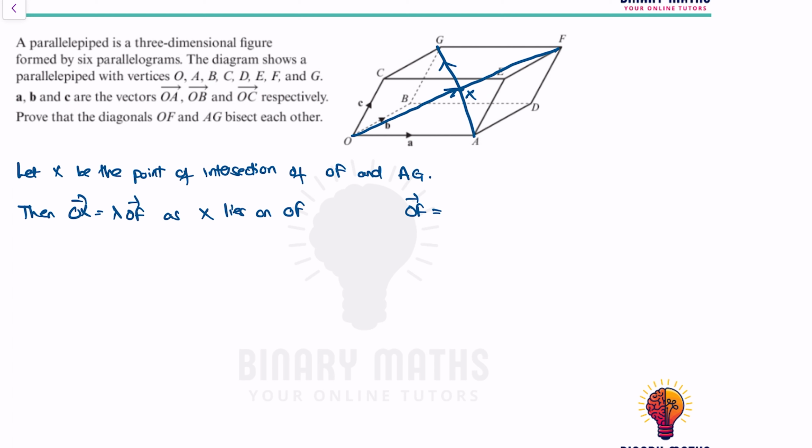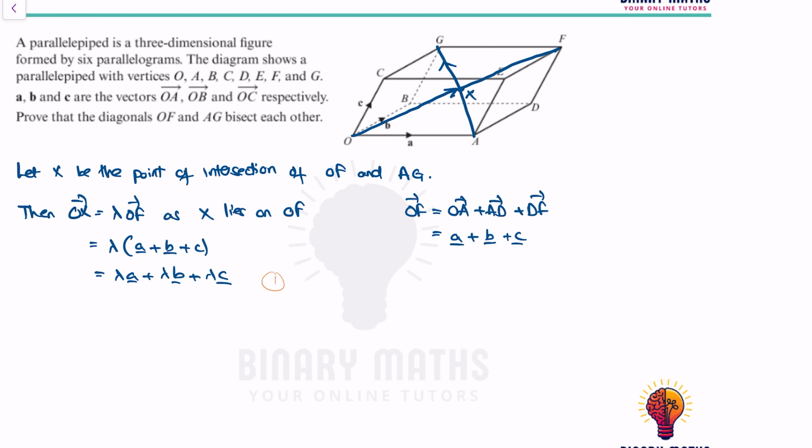O to F is equal to O to A plus A to D plus D to F, which is equal to A plus B plus C. So I can rewrite lambda times O to F as lambda times (A plus B plus C), which is equal to lambda A plus lambda B plus lambda C. So this is my equation 1.